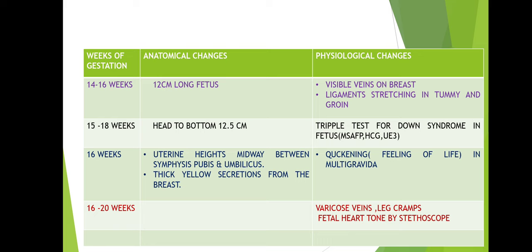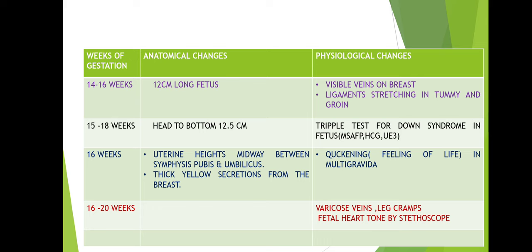And at 15 to 18 weeks, the head to bottom length of the fetus is 12.5 centimeter. And in physiological changes, triple test for Down syndrome is carried out of the fetus. You can say the anomaly scan. Anomaly scan is carried out in the second trimester, and at which weeks? At 15 to 18 weeks. In that MSAFP, that is maternal serum alpha fetoprotein level is checked, hCG human chorionic gonadotrophin level, and UE3, it is a marker for Down syndrome and trisomy 18 syndrome, and it is a marker for that test.